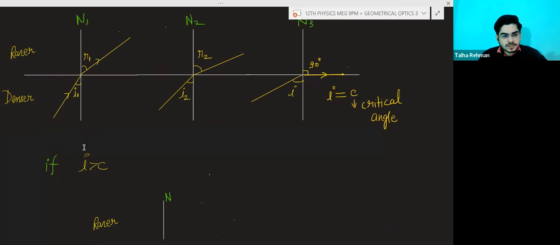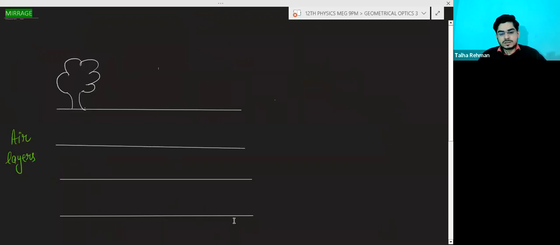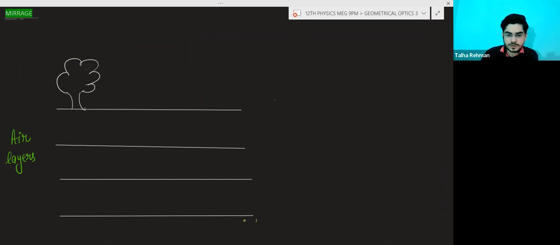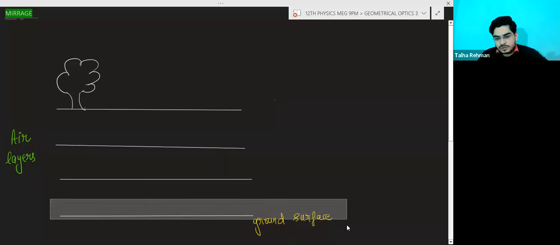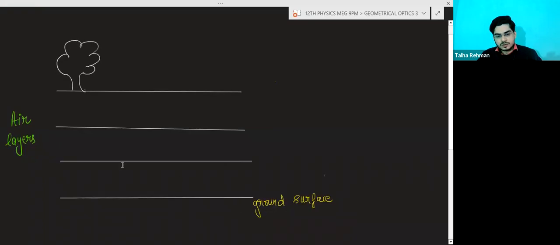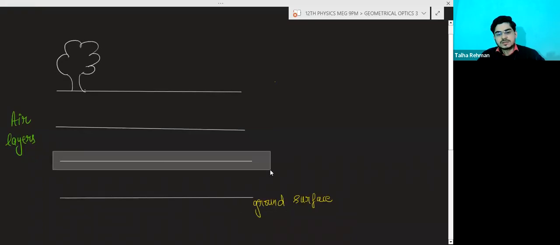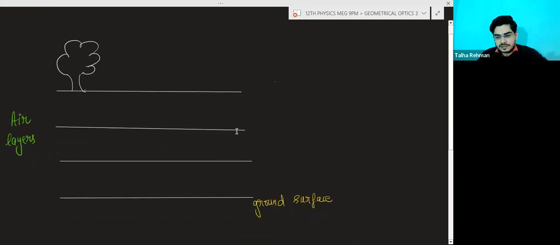Okay, so now suppose this is the ground surface. I have assumed this to explain the mirage. These are the layers of air, and this is the ground surface. The ground surface will be at a higher temperature. So this layer is nearer to the ground surface, and it will be at a higher temperature than this and then this.